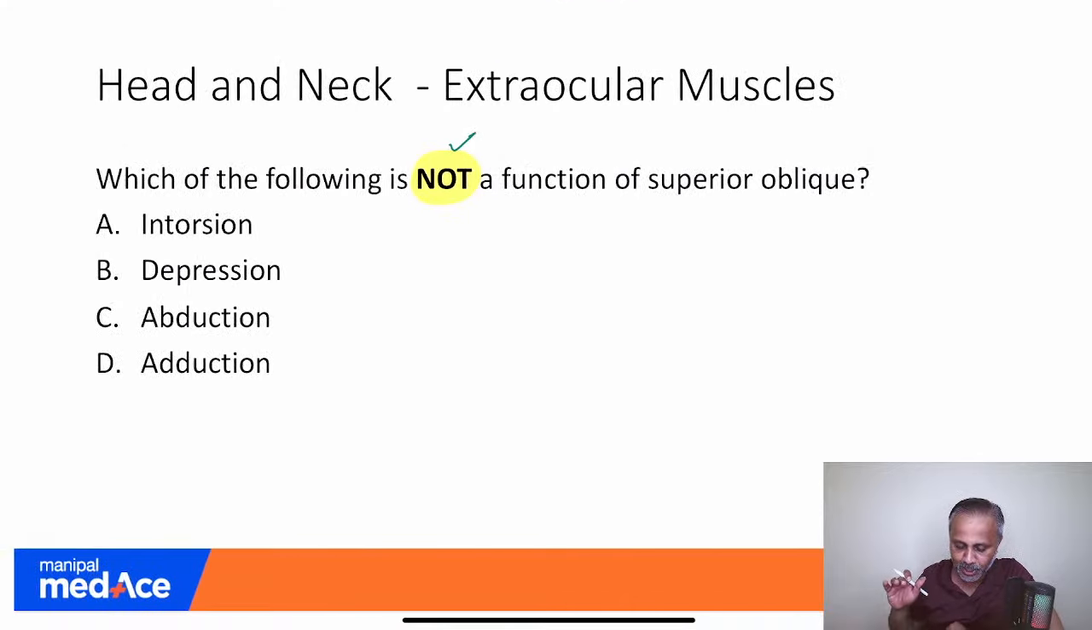So what are the actions brought about by superior oblique? Superior oblique brings about depression. Superior oblique brings about intorsion, as we have learnt. Superior oblique also brings about abduction. But what superior oblique cannot do is, it cannot bring about adduction.